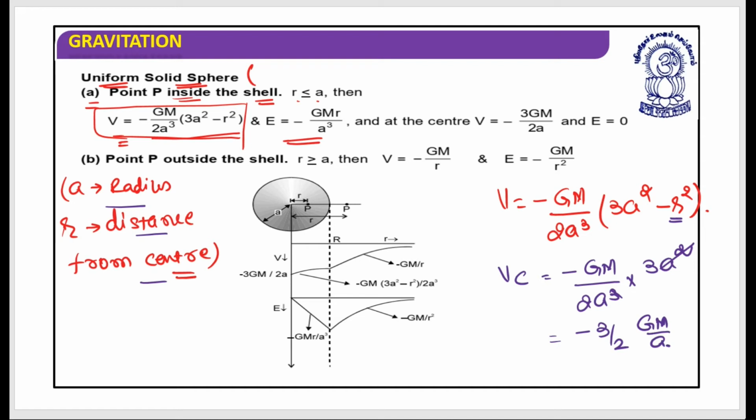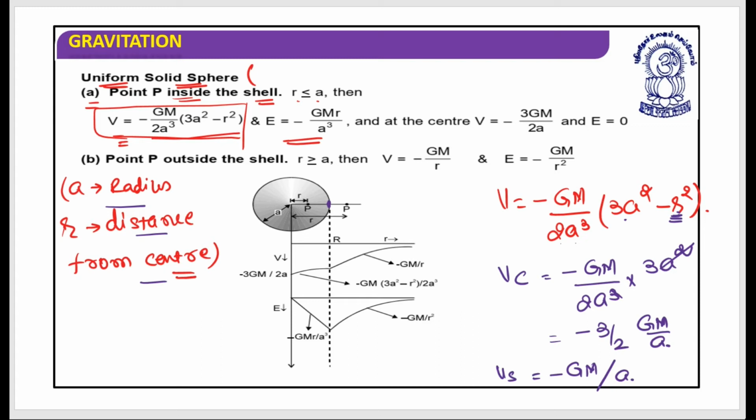This is the potential at the center of this uniform solid sphere. And if I talk about the potential at the surface at this location, then I could replace this small r with the capital R, because a is the radius. It's 3a squared minus a squared, which is 2a squared, and here it's 2a cubed, so this could be written as minus GM by a.